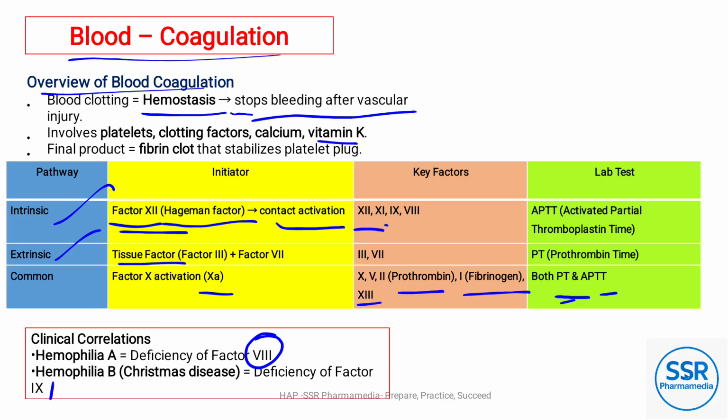Clinical correlation: hemophilia A is a deficiency of factor 8. It's very, very important. Hemophilia A is a deficiency of factor 8, and hemophilia B, also known as Christmas disease, is a deficiency of factor 9. Roman numeral IX, factor 9.